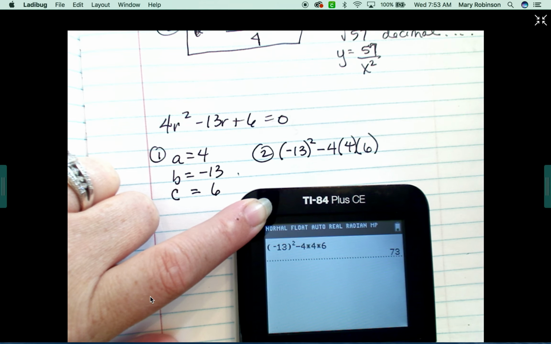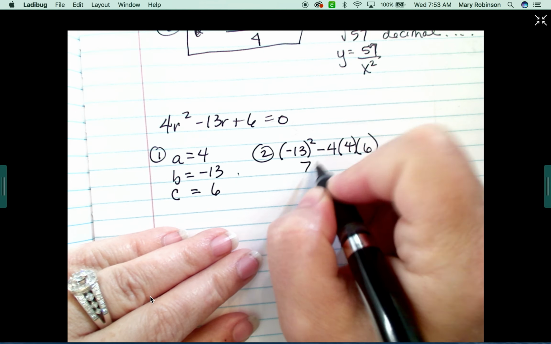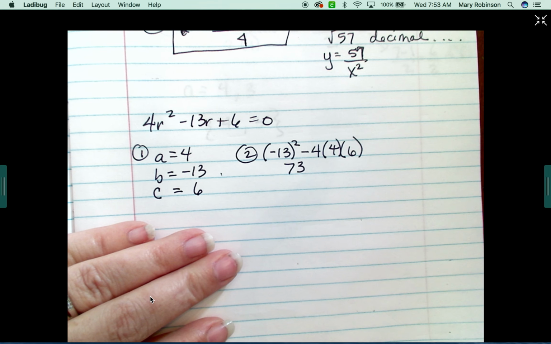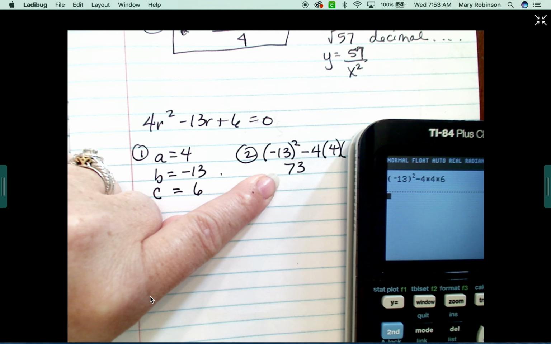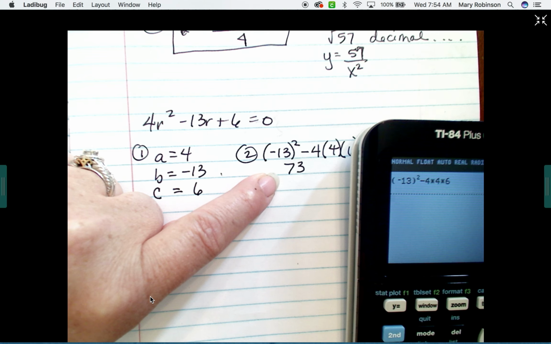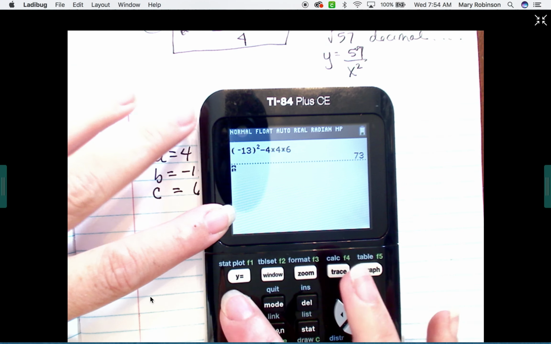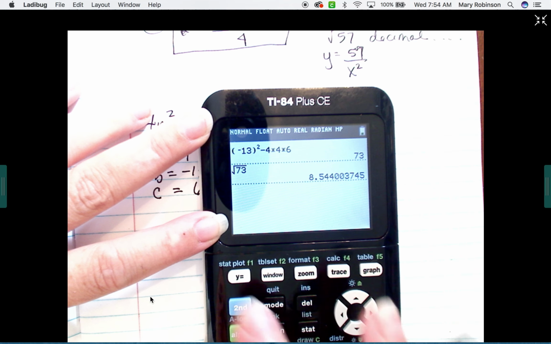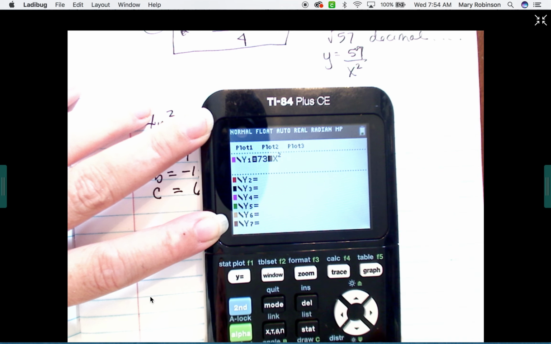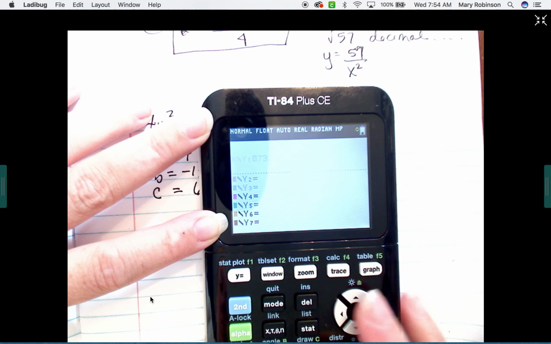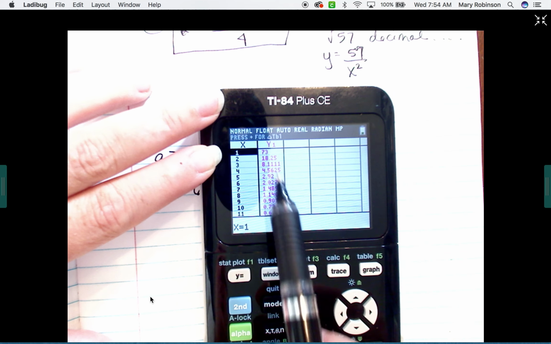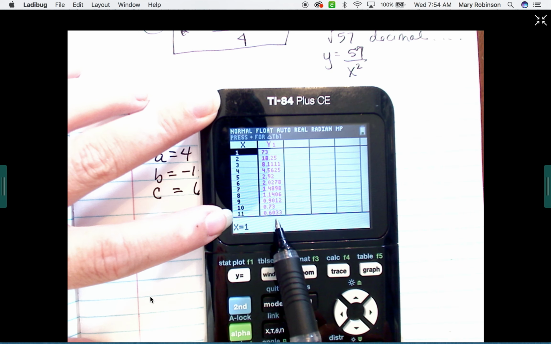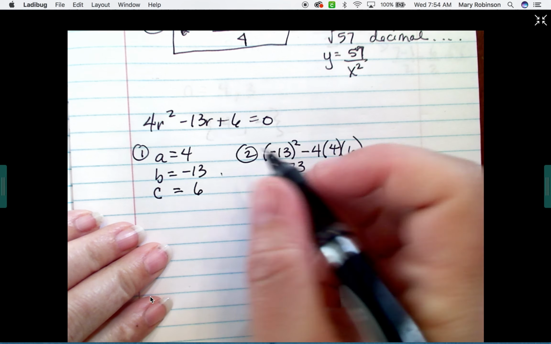And I get 73. By the way, if you're understanding, you will get better at recognizing that 73 is probably prime. I can't think of any factors to break that down into. So if I take the square root of 73, again, I get a non-terminating, non-repeating decimal. If I go in here, just change this to 73 divided by x squared. There are no other integer ordered pairs. So that means I can't simplify it.